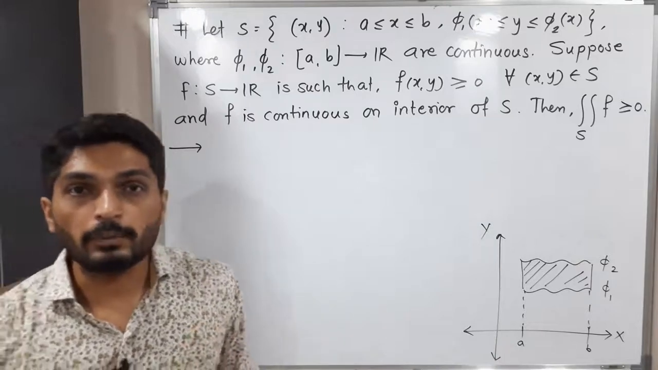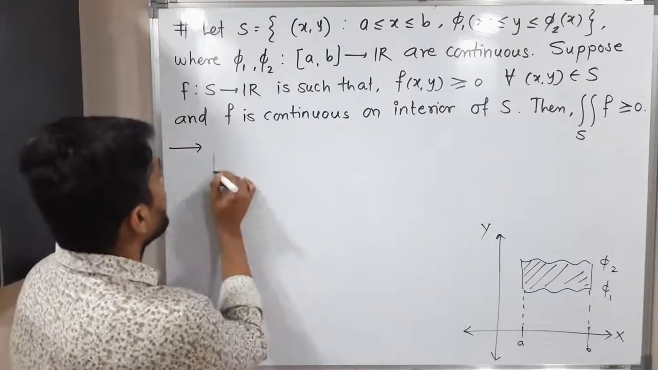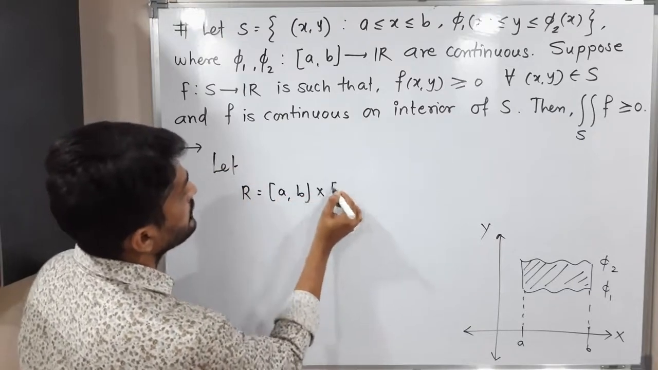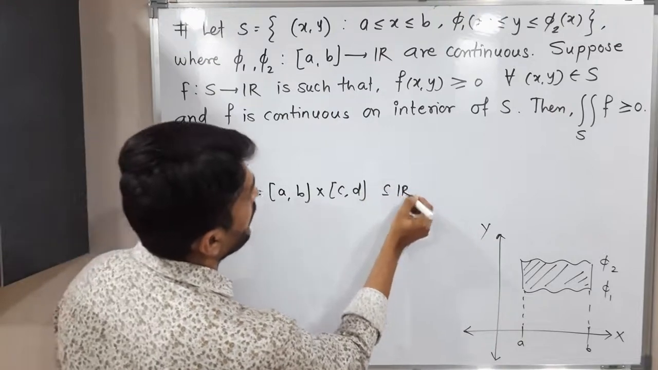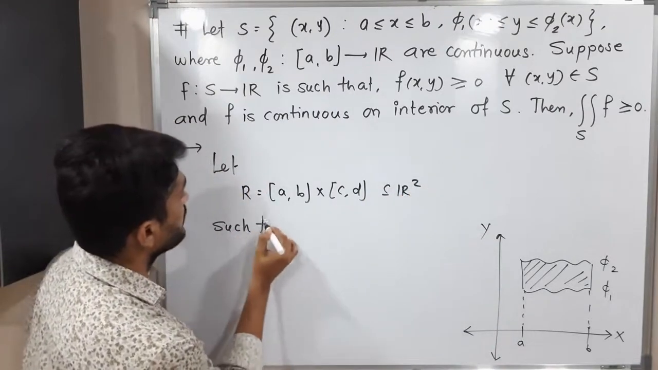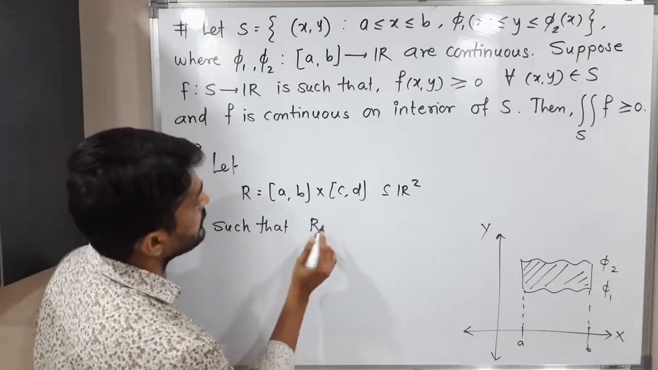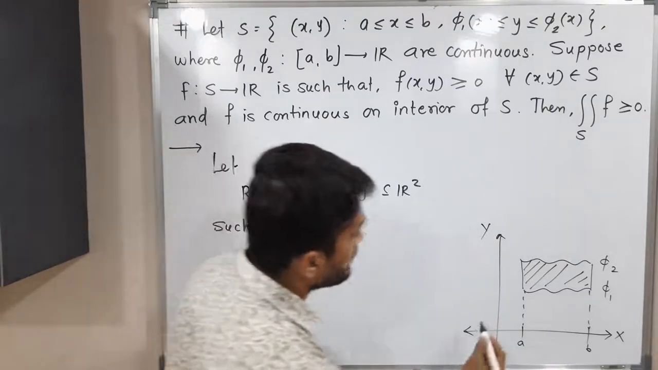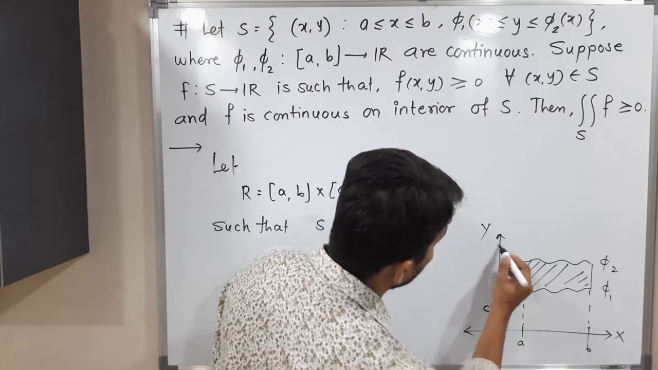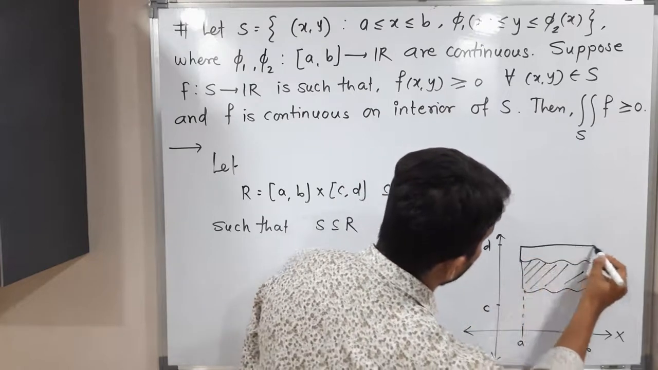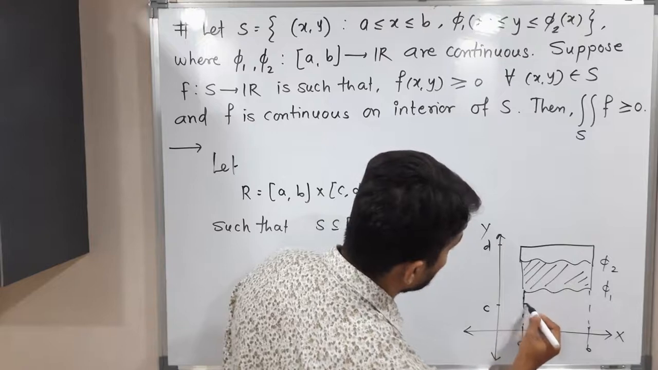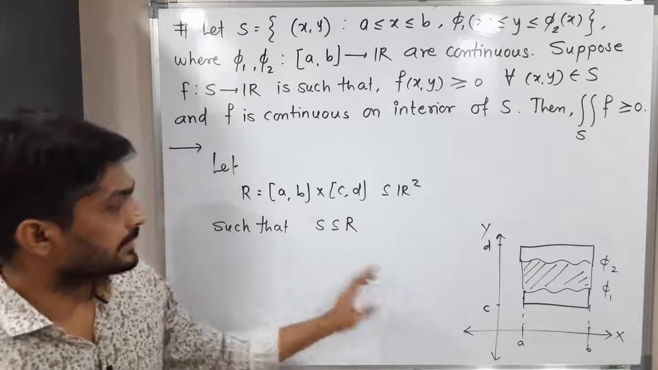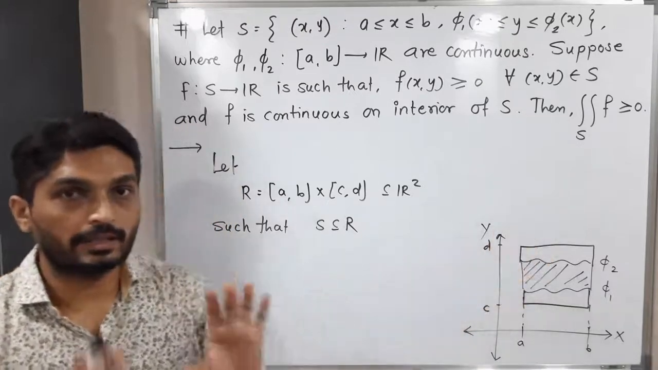So what will I do? I'm going to consider a rectangle first. I'm considering a rectangle R equal to [A,B] cross [C,D], which is a subset of R2, such that the set S is a subset of R. So C should be here, D should be here. You can easily understand. So we have the set [A,B] cross [C,D]. This is our rectangle R, and S is a subset of R.